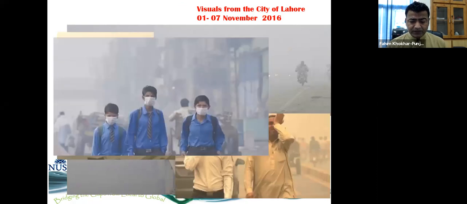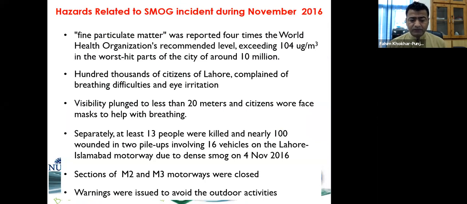And everybody was complaining about eye irritation and respiratory issues, and several warnings were issued by the Punjab government. For the first time in history, they had to restrict outdoor activities. There were several incidents of road accidents, and several sections of the M2 and M3 motorways were closed because of reduced visibility, in order to avoid human losses.